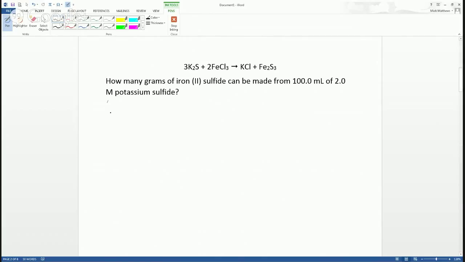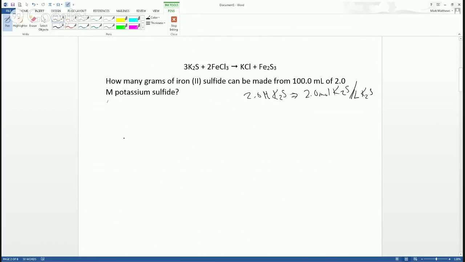And no matter what measurements are given, the first step of any stoichiometry problem is to take what's given and convert it to moles, if it's not in moles already. So in this case, we are given a volume of a potassium sulfide solution, and we know the molarity. So remember that M stands for moles per liter. So 2 molar potassium sulfide means you have 2 moles of this stuff for every 1 liter of solution.